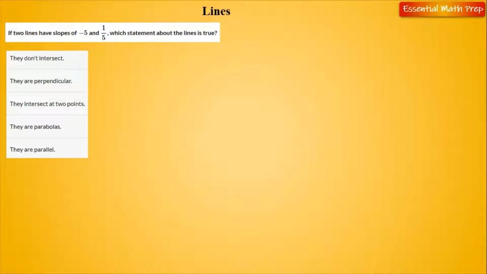Let's get started. If two lines have slopes of -5 and 1/5, which statement about the lines is true? I think the idea is that when two lines are perpendicular, the slopes are negative reciprocals. So clearly, based on the two values, the slope of one of the lines is m1 equals -5, and you take the negative reciprocal of it, it will become m2, which will be 1/5. So clearly these two lines are perpendicular to each other.